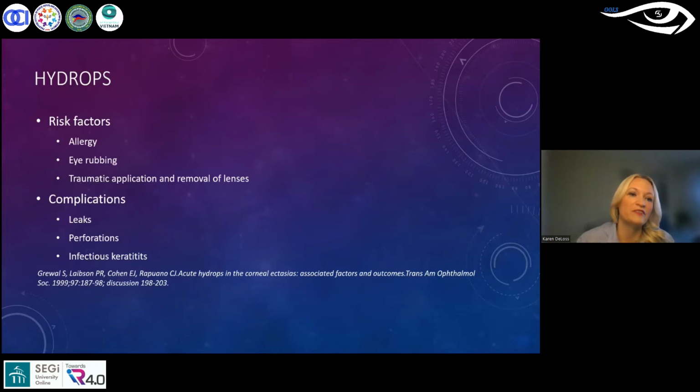High drops, risk factors: allergies, eye rubbing, traumatic application and removal of lenses because you've got such a thin cornea usually. Complications: leaks, perforation, and infectious keratitis. So patients that have high drops, there is a risk, but it's typically quite low.